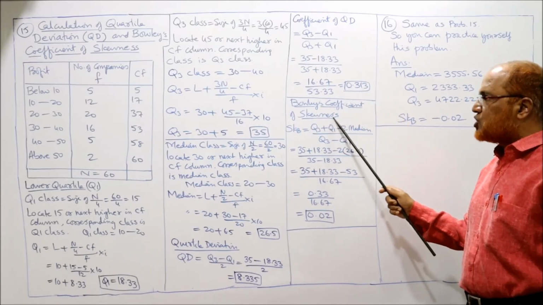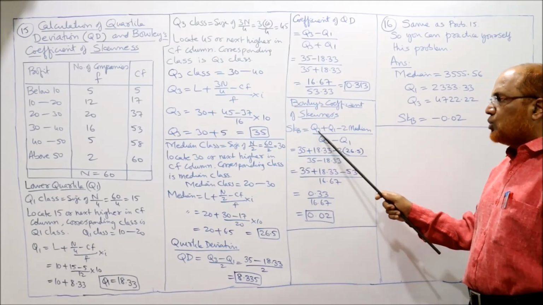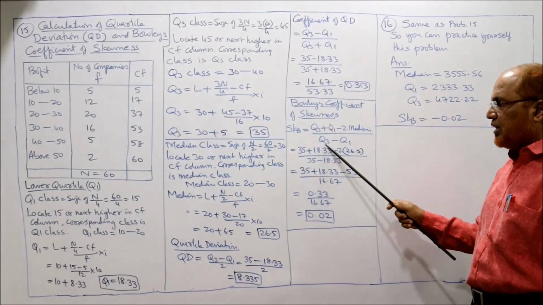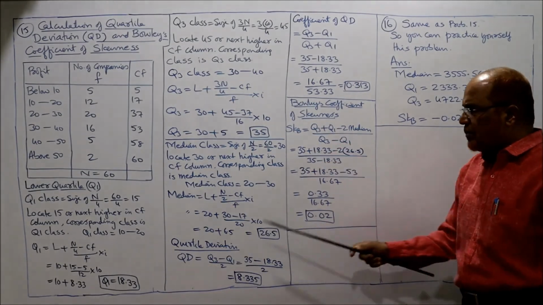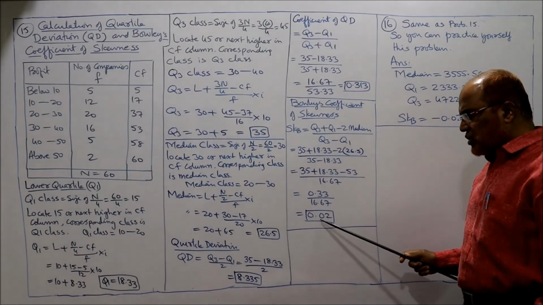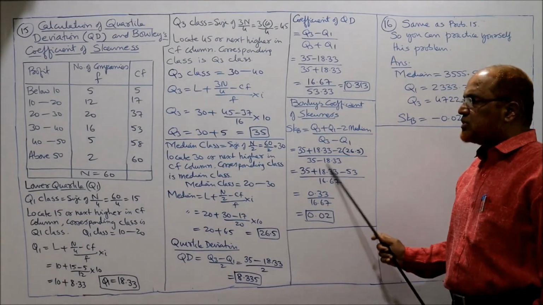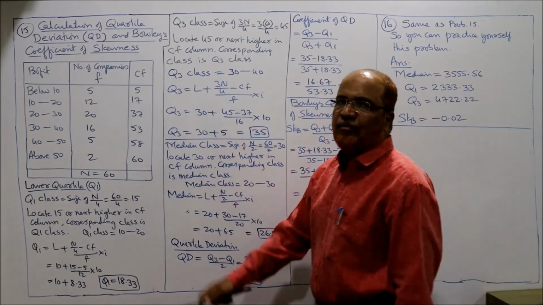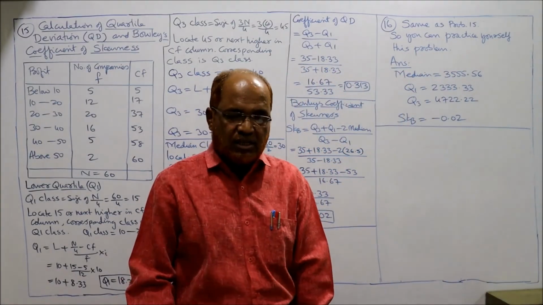Now Bowley's coefficient of skewness SKB. Q3 plus Q1 minus 2 median divided by Q3 minus Q1. ये सारे वैल्यूज यहाँ पर है आपके पास. सॉल्व करिए आपको 0.02 Bowley's coefficient of skewness. This is the problem number 15. First time we are doing the continuous series problem.